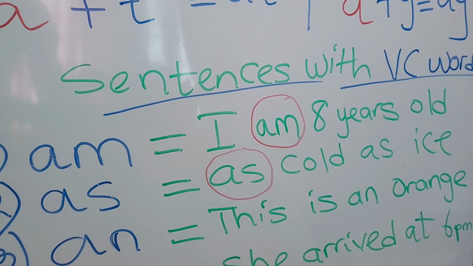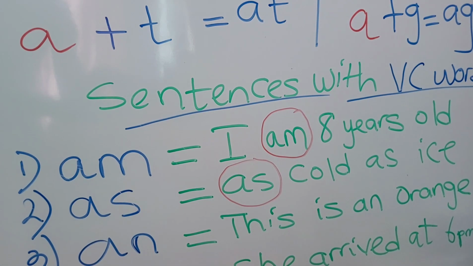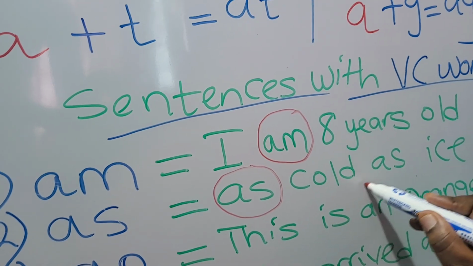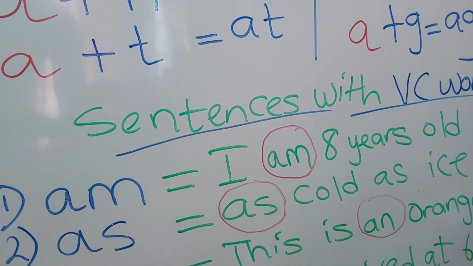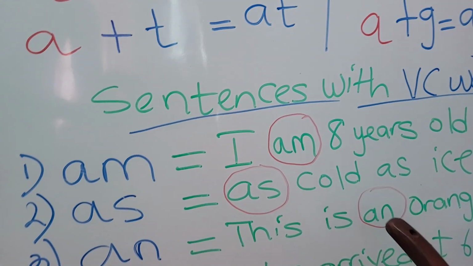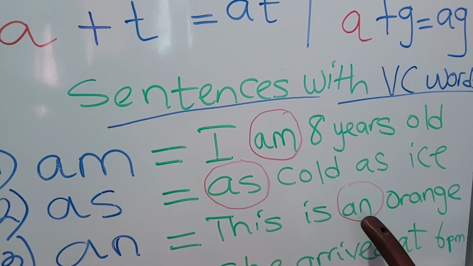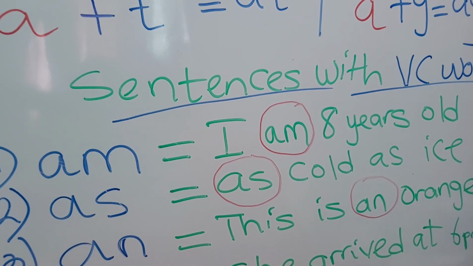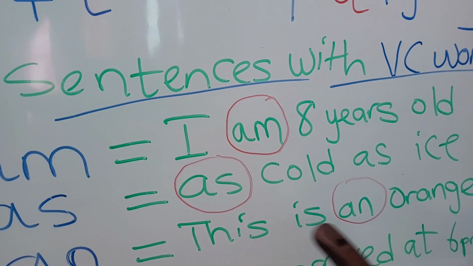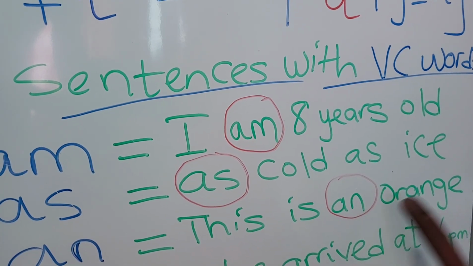Now, let's circle our VC word. Our VC word is an. Again, an. Now, let's read the sentence again. This is an orange. Again, this is an orange.